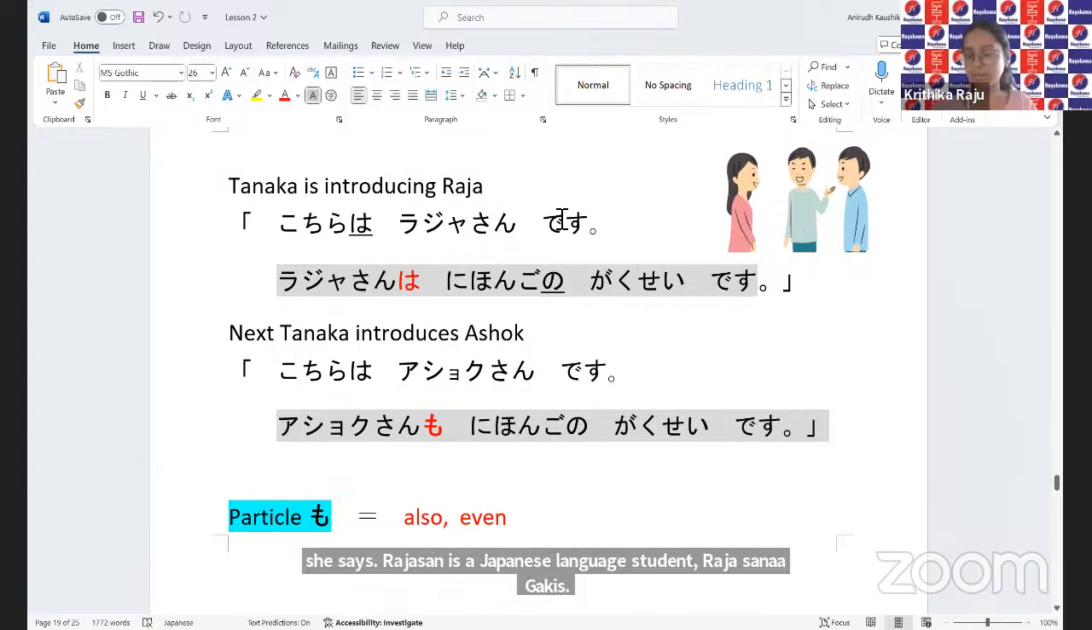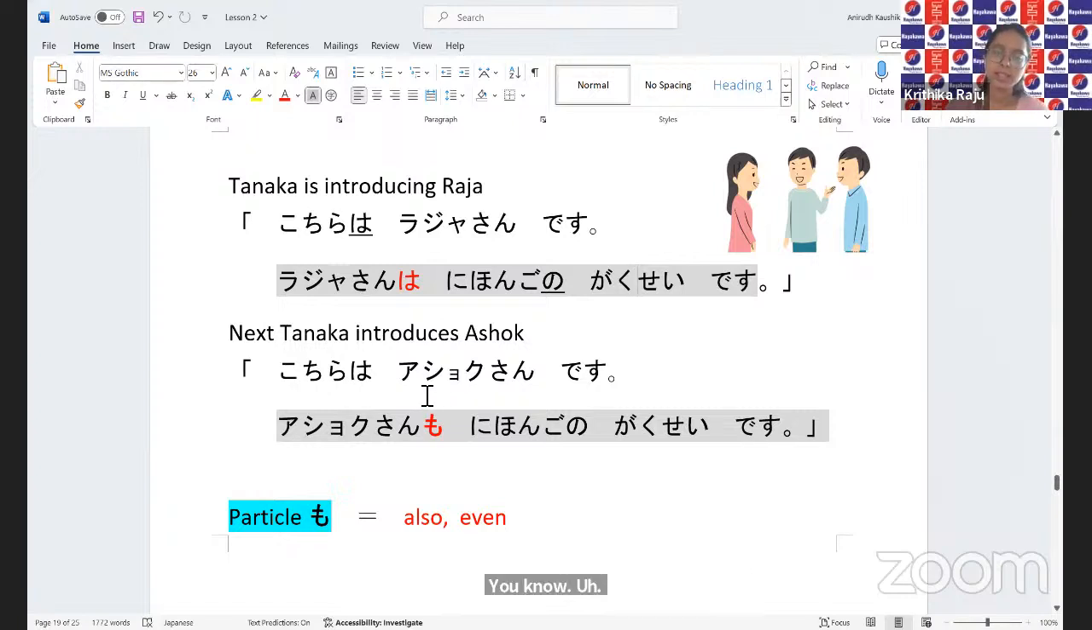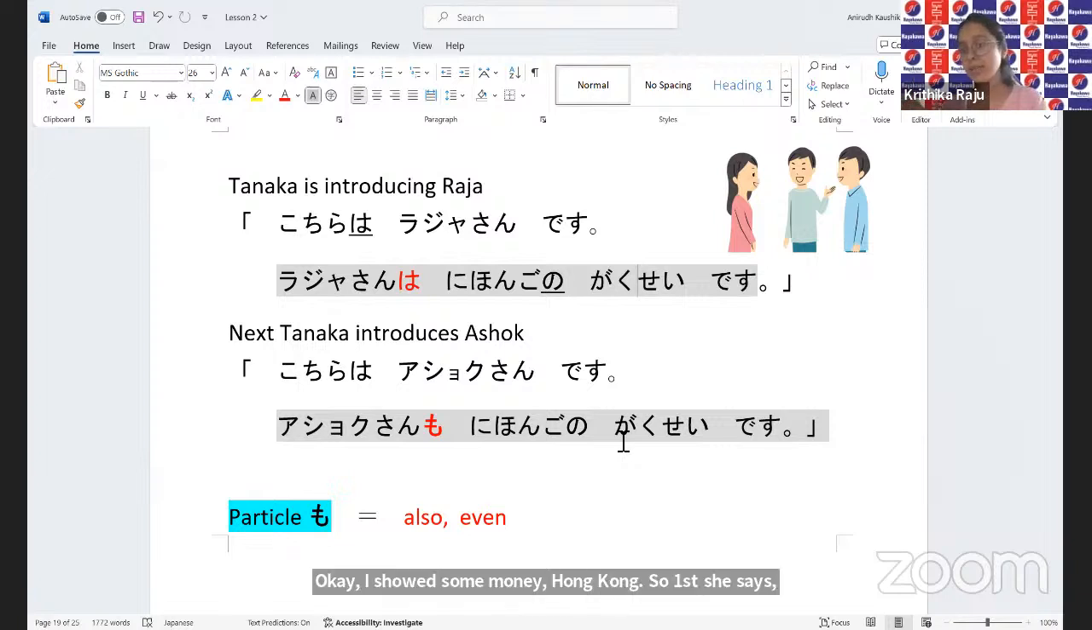That is the introduction of Raja. Then she looks at Ashok and she introduces Ashok. So what does she say? Kochira wa Ashok-san desu. Okay, and then? Ashok-san mo Nihongo no gakusei desu. Okay, Ashok-san mo Nihongo no gakusei desu. So first she says, Kochira wa Raja-san desu. Raja-san wa Nihongo no gakusei desu. Next, Kochira wa Ashok-san desu. Ashok-san mo Nihongo no gakusei desu.